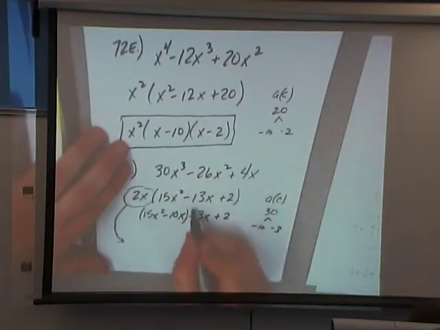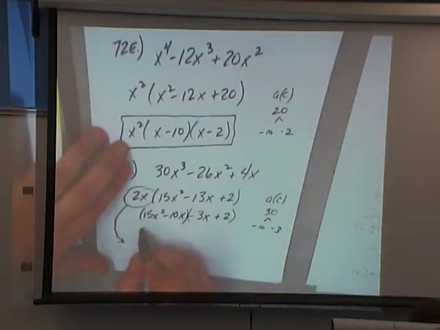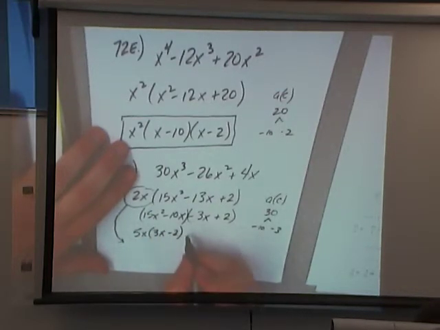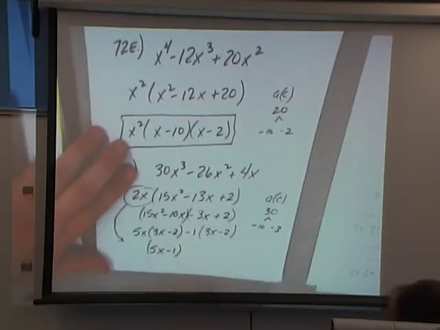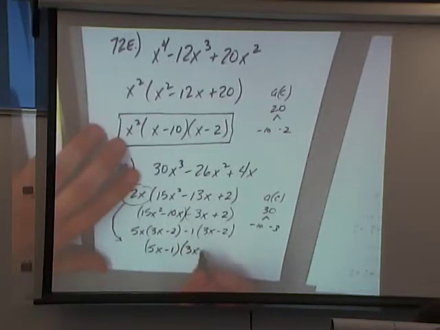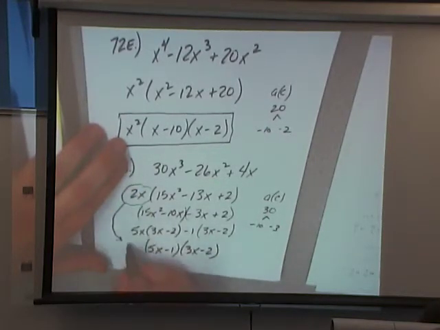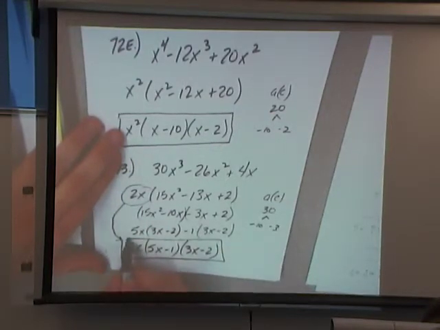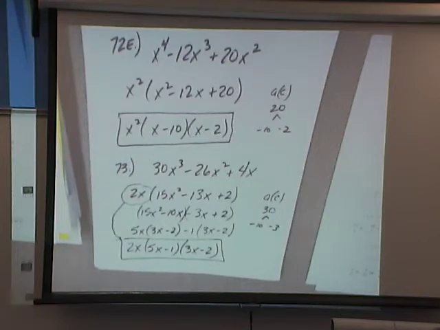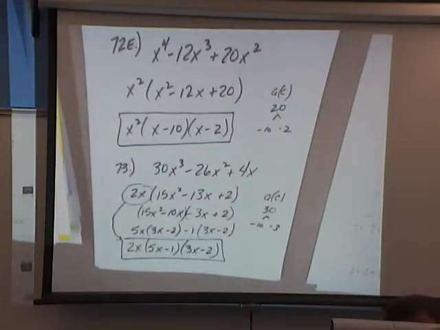We'll group it by 2's. Pull out a 5x. That leaves 3x minus 2. Pull out a negative 1. That leaves 3x minus 2. So it's 5x minus 1 and 3x minus 2. And then don't forget the 2x on the outside. Questions? Hopefully everybody can factor by now.